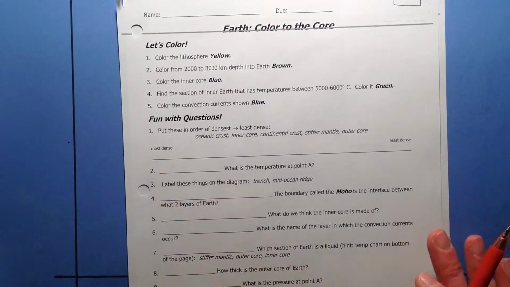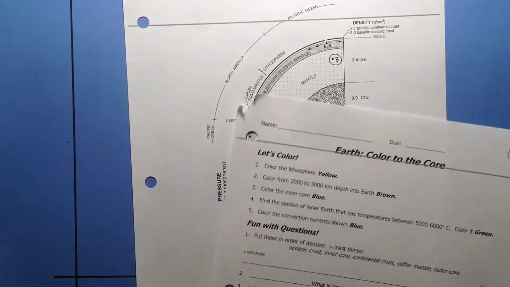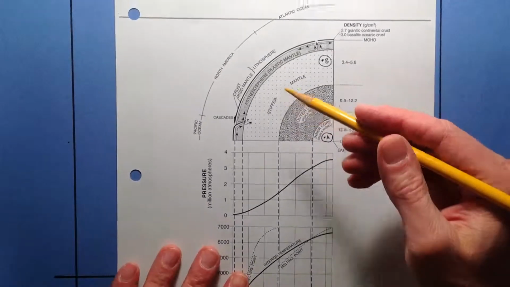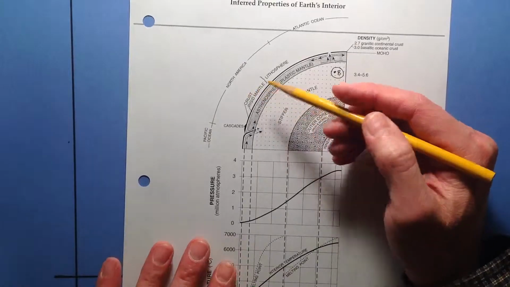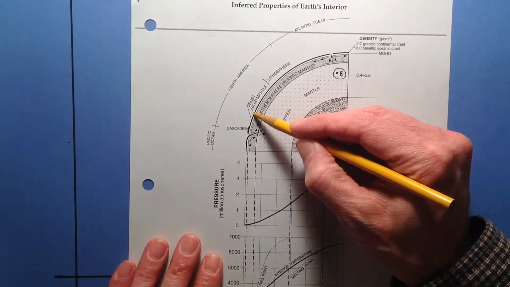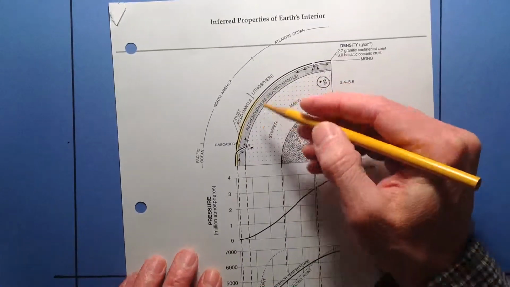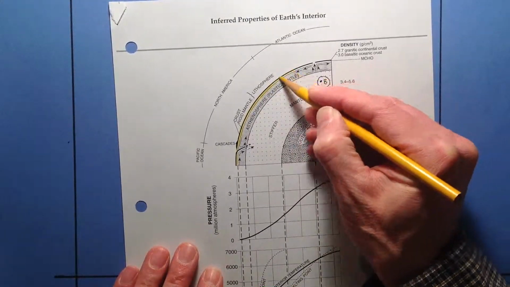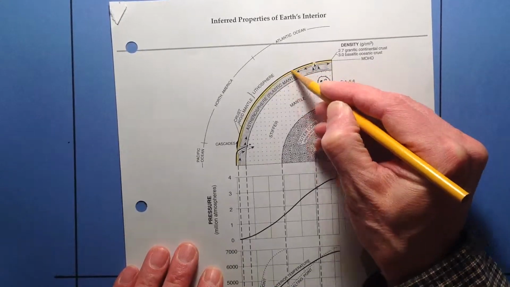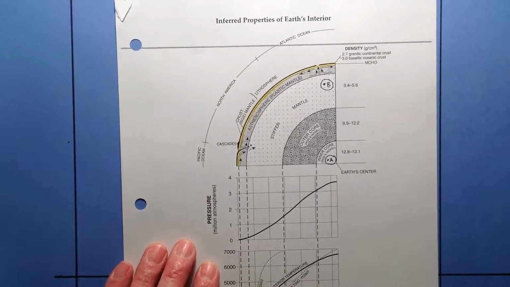The first one says color the lithosphere yellow. So let me get a good yellow pencil here. The lithosphere is the combination of these two layers, crust and rigid mantle. Those two together make up the lithosphere. The crust is the black, and the rigid mantle is this little layer here. So I'd color this. Obviously, coloring over the black with the yellow you can't see, but you get the point. That is what the lithosphere is.